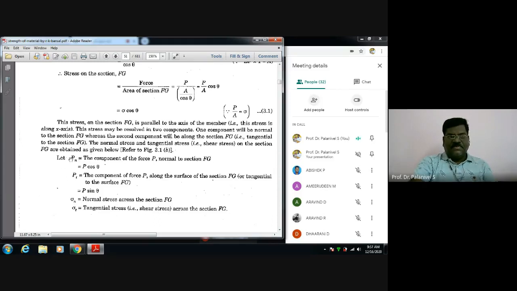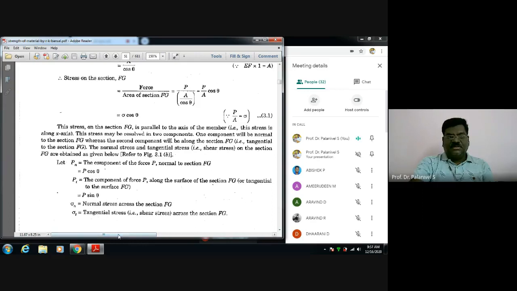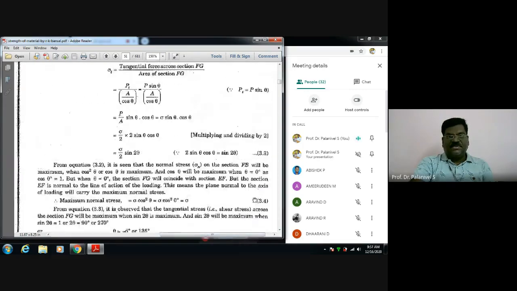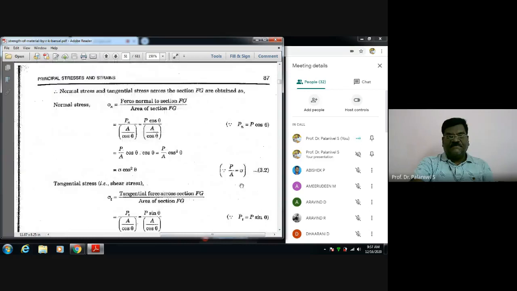Remember, Pn means the axial force normal to the inclined plane. Pt means the axial force tangential to the inclined plane. Sigma n means the stress acting normal to the inclined plane. Sigma t means tangential stress, or shear stress, acting on the inclined plane. That's the notation adopted. Let us see what has been done.